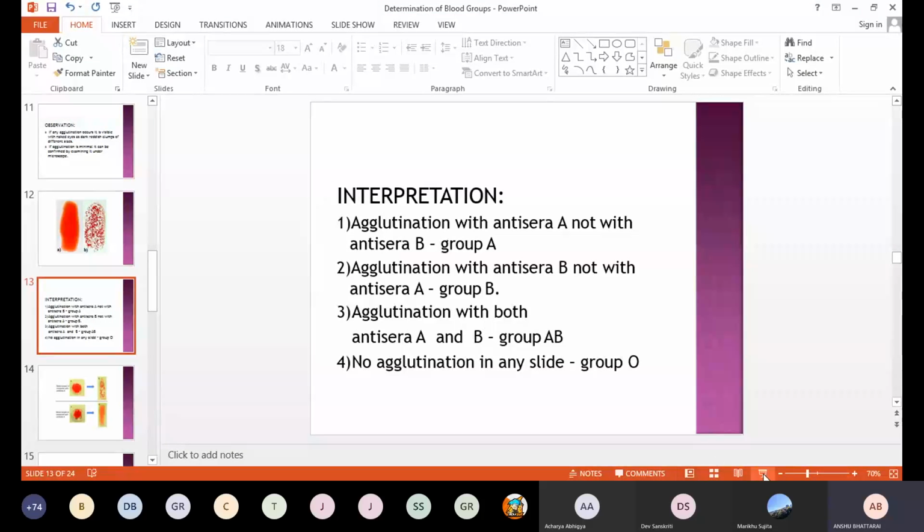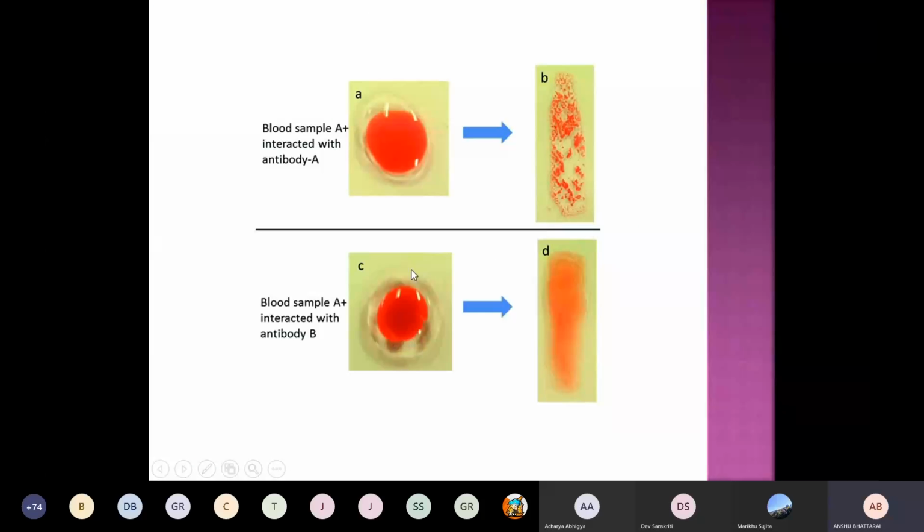Okay. So let us see again another picture. So this blood sample A interacted with antibody A and there was agglutination observed. Right? Here the blood sample A positive interacted with antibody B and C, no agglutination or clumping is observed. So only when the anti-sera that is reacting with the antigen present on your RBC is there, only then agglutination is observed. Otherwise, it is seen like this.